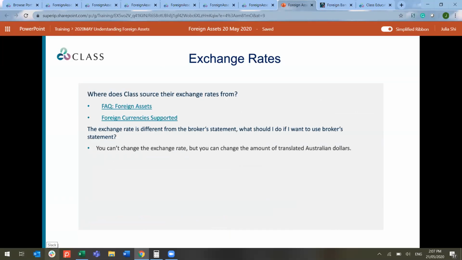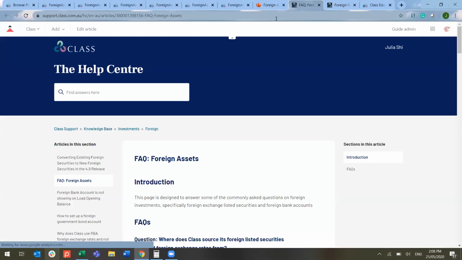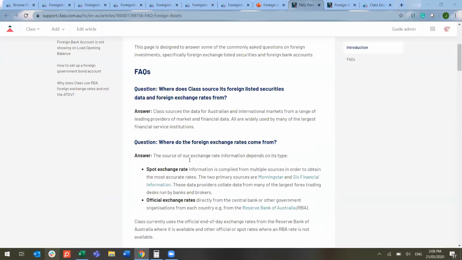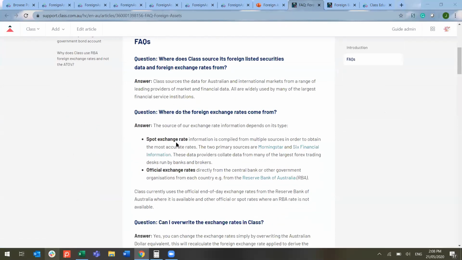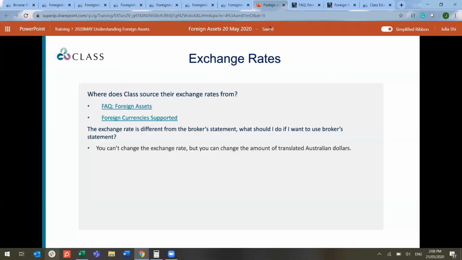So talking about foreign bank accounts, another essential factor is definitely the exchange rates. So where will Class actually receive those exchange rates? I'm already showing this page, great. So we have actually two types of exchange rates. One is the spot exchange rate. We get it from Morningstar and SIX Financial Information. And the other one is the official exchange rate, which of course we get from the Reserve Bank of Australia. Currently, we support 21 different exchange rates in Class.